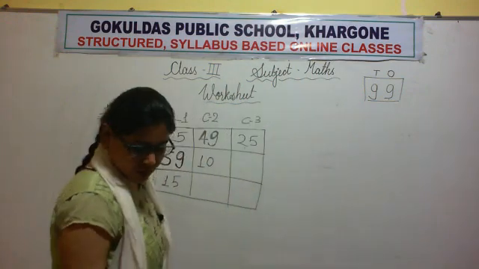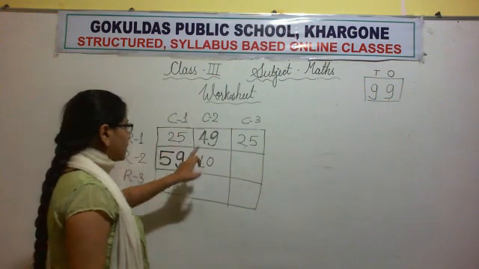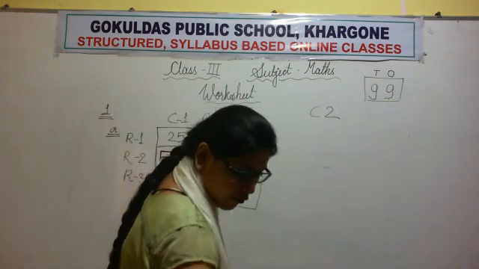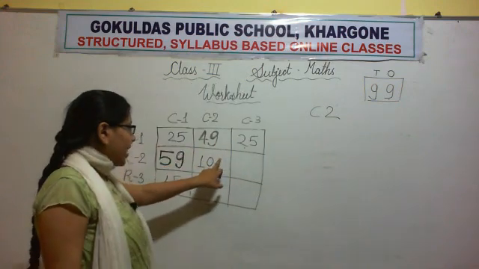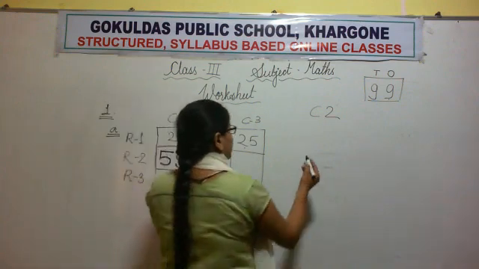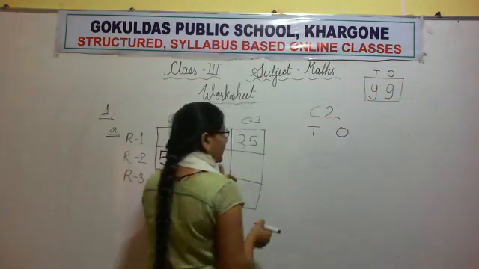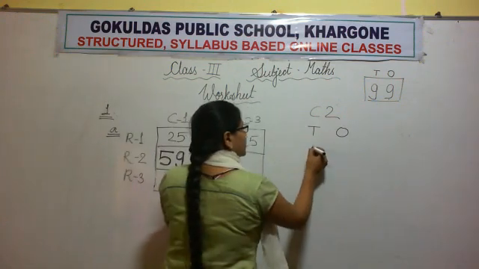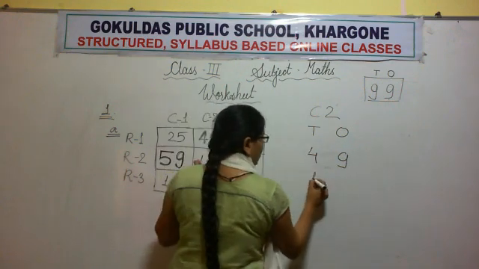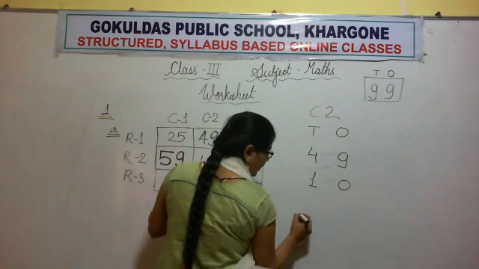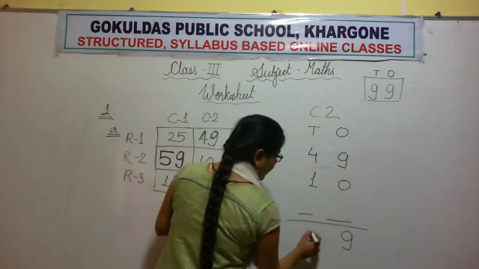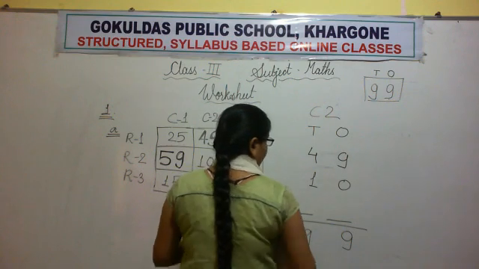Now we will check for column number 2. 1 and 2. Minimum 2 boxes are filled. So we will take this one. First of all, we will write tens and ones. First box is 49. Second box number 10. The third one we are trying to find, and answer is 99.